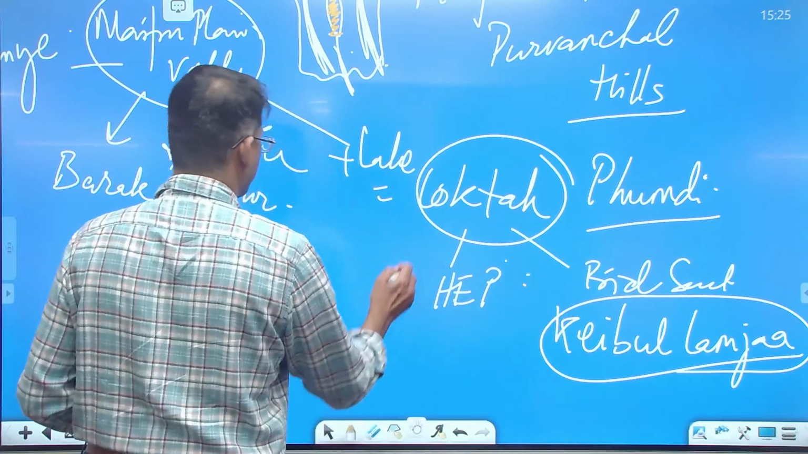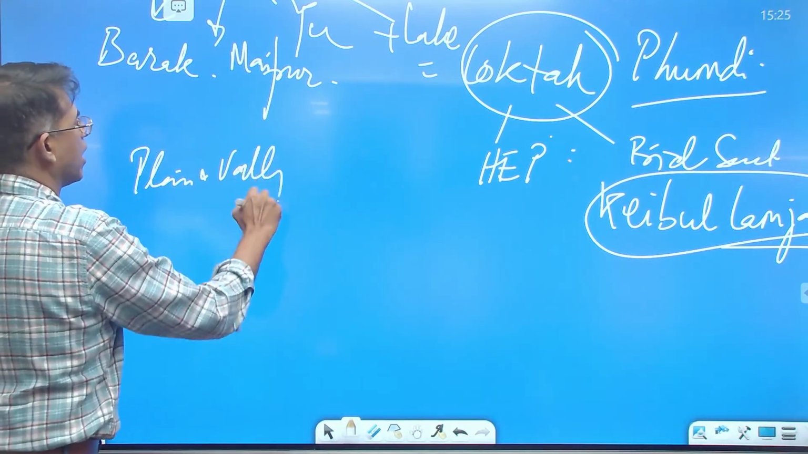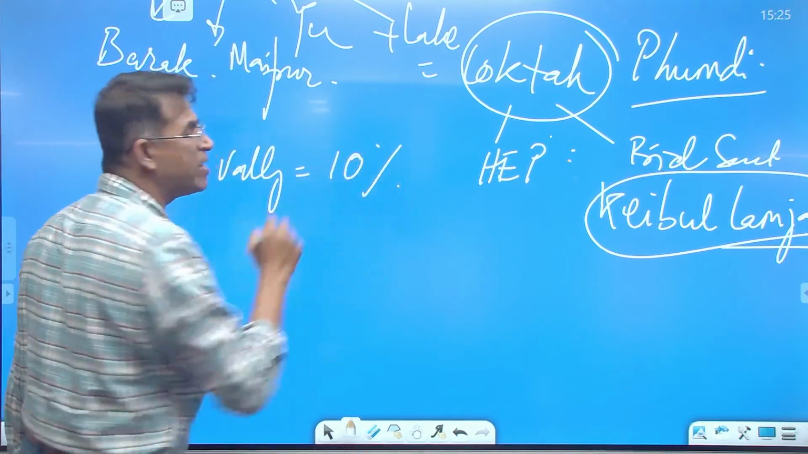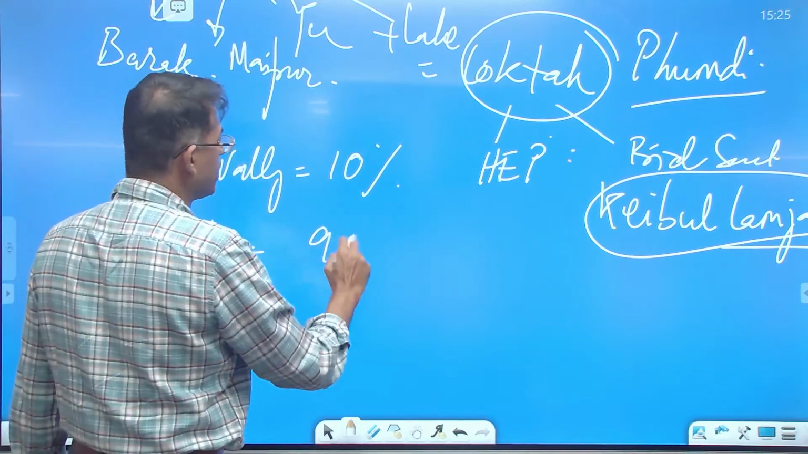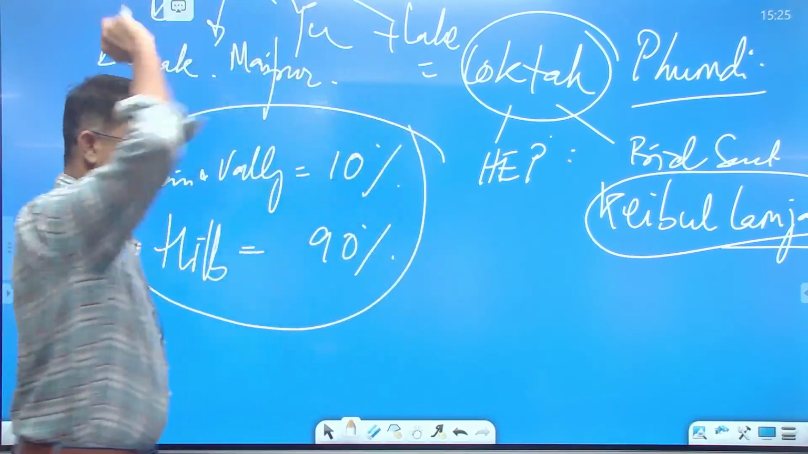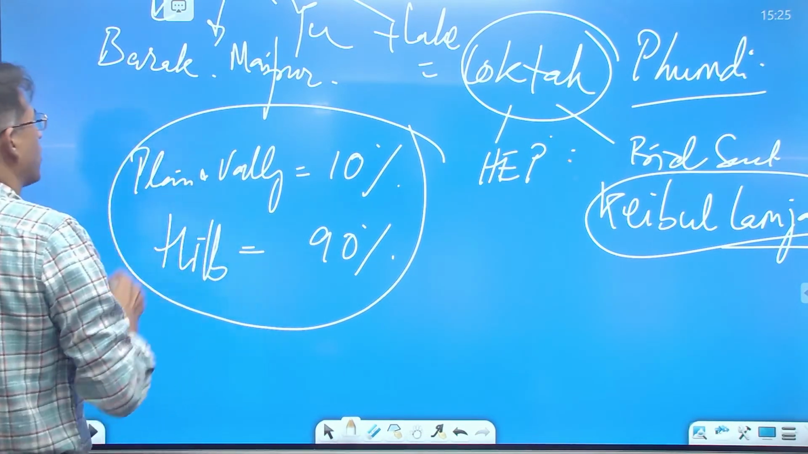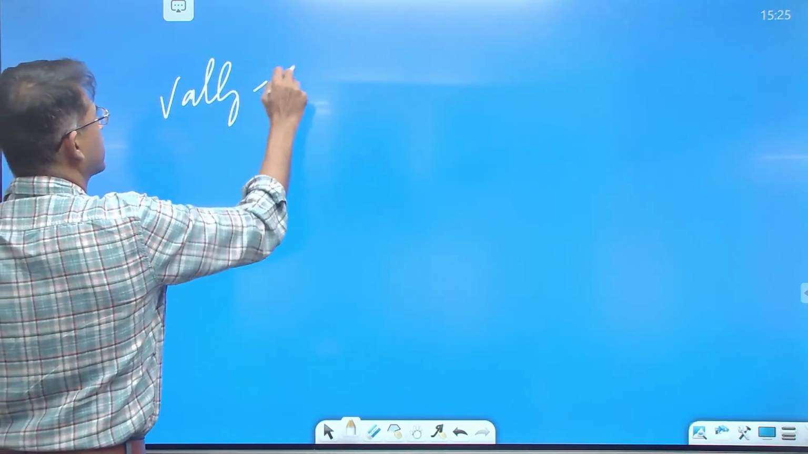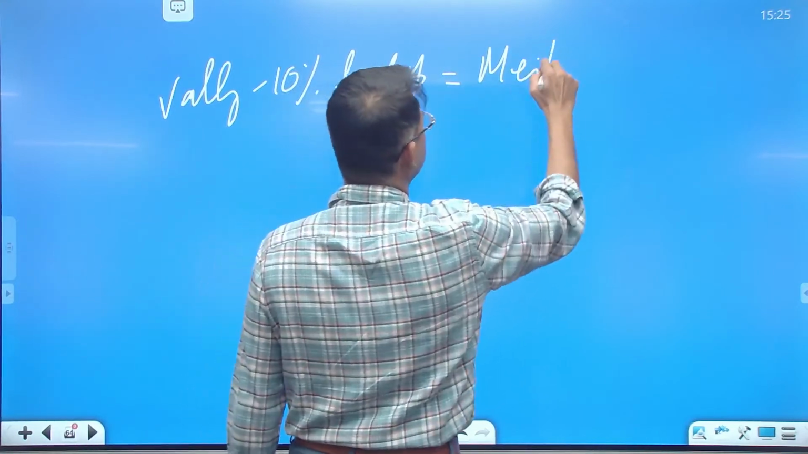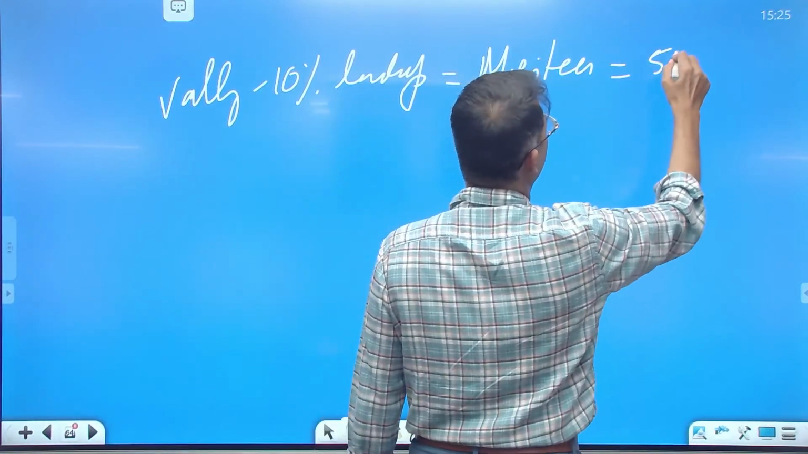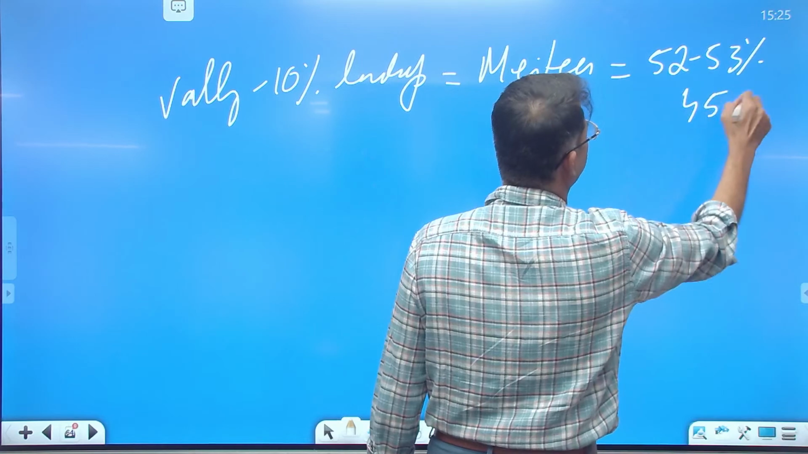And remember this, the plains and the valleys in Manipur make up about 10% of Manipur's landscape. The hills make up 90% of the landscape. The problem is that the valley region, with 10% of the landscape, has the Meiteis, and Meiteis make up almost 50 to 53%, and some say it has reduced to about 45% of the population.